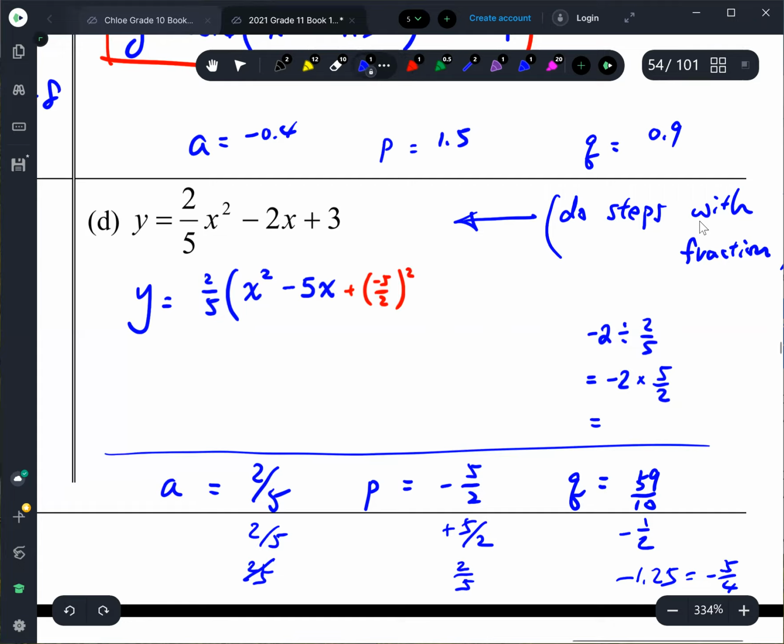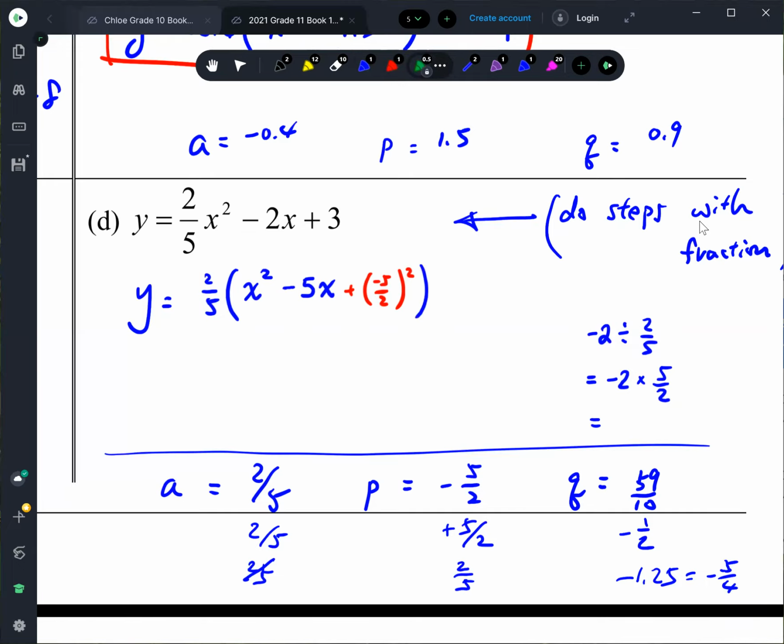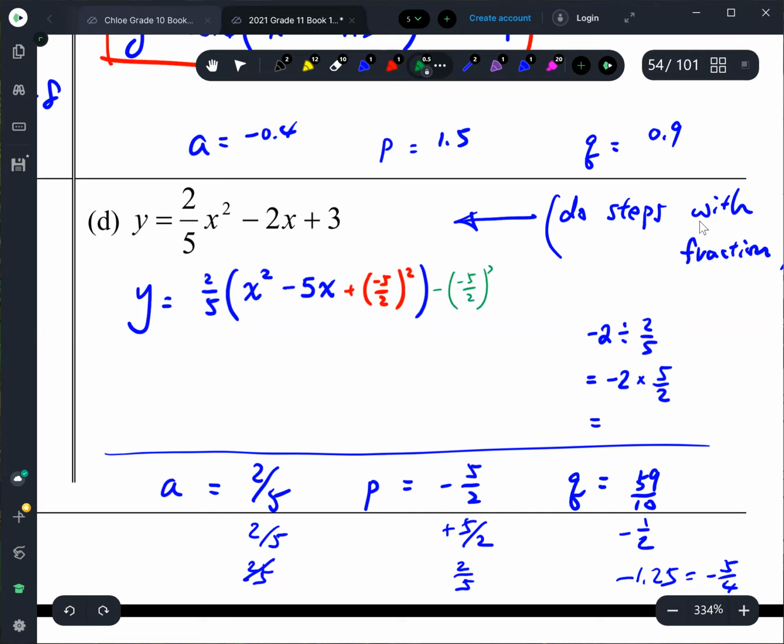And then go on. Step 3. And then minus bracket -5/2 square bracket squared, and then bracket 2/5 bracket. What else? I think that's about it. That's all I wrote down. There should be more. Remember, at the beginning in the question, there's a number at the very end.